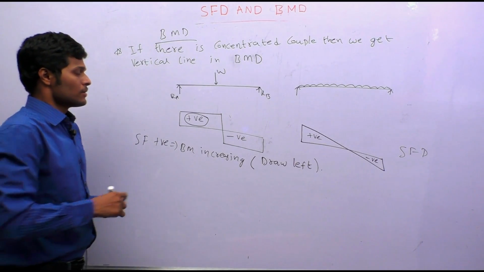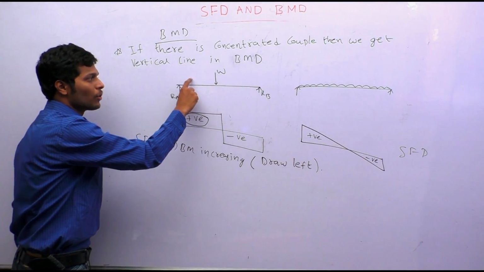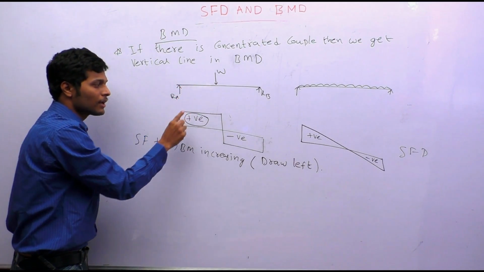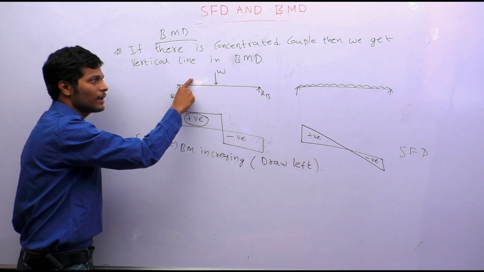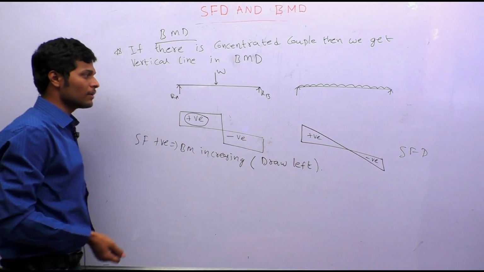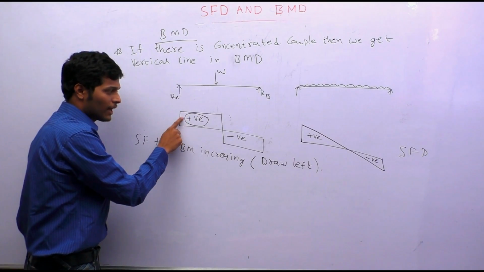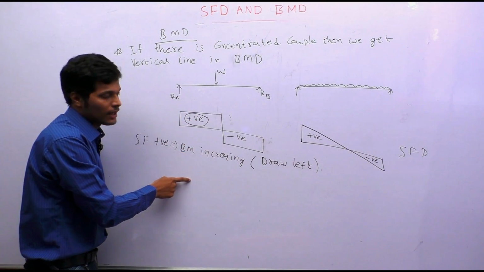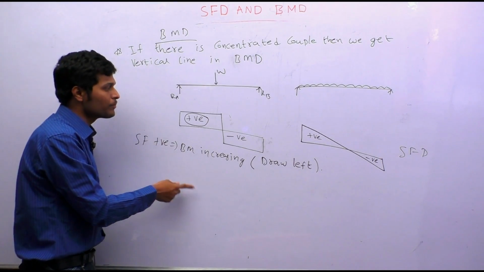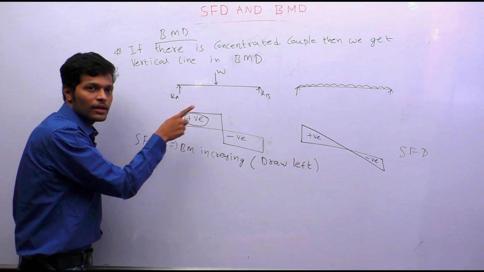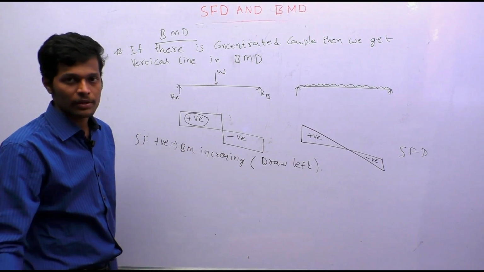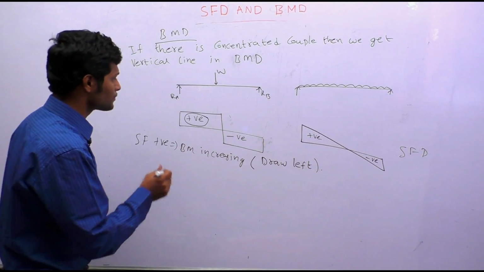When you have no load here, you will have a rectangle here. If you have a rectangle here, you will have a triangle in bending moment. If you have a triangle here, then you will have a 2-degree parabola in bending moment. If you have a 2-degree parabola here, then you will have a 3-degree parabola in the bending moment diagram. That we have to remember.